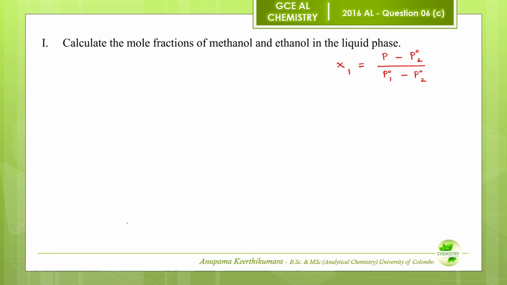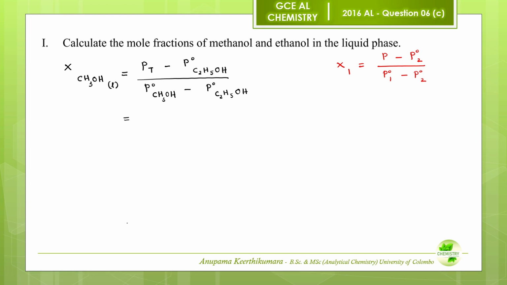We can write the mole fraction of methanol, CH3OH, in the liquid phase equals, now P is the total pressure, so we use PT minus P02, that is the saturated vapor pressure of ethanol, C2H5OH, divided by P01, the saturated vapor pressure of methanol, P0 CH3OH, minus the saturated vapor pressure of ethanol, C2H5OH.